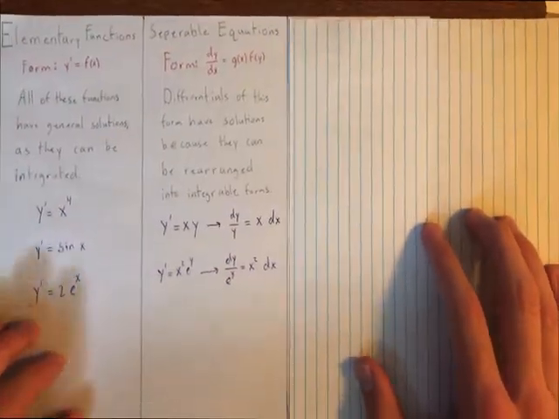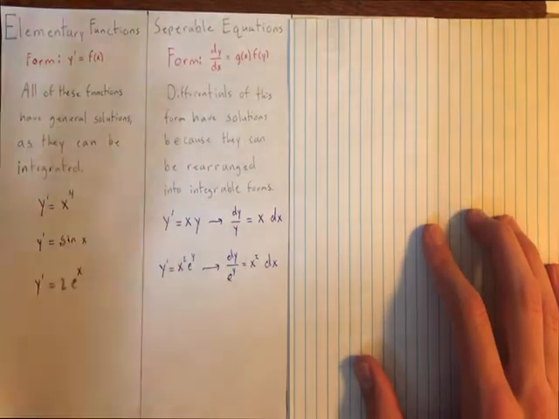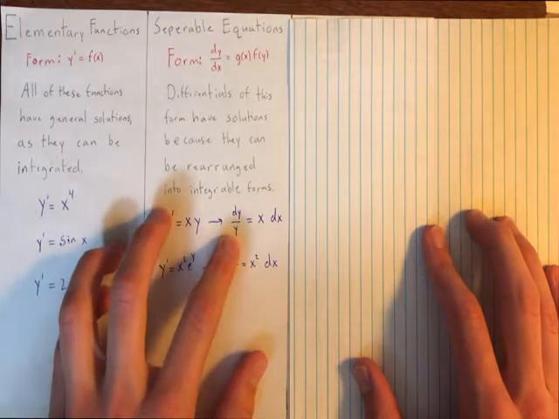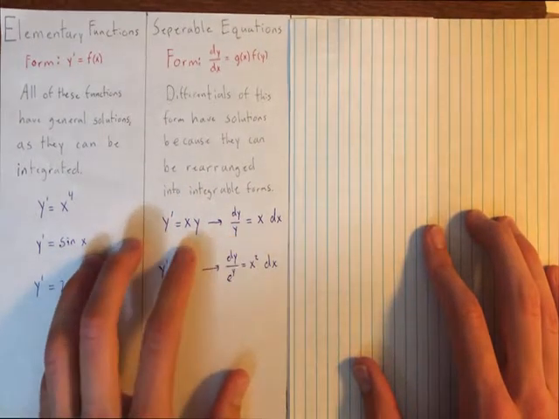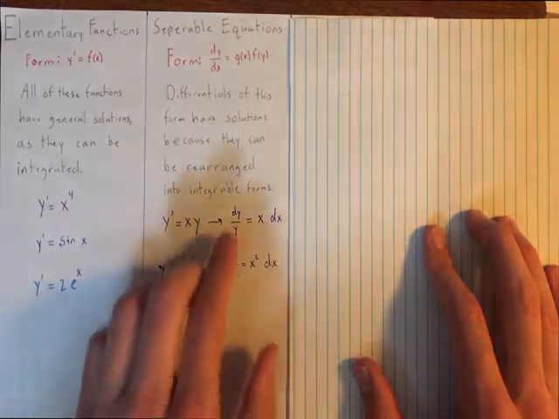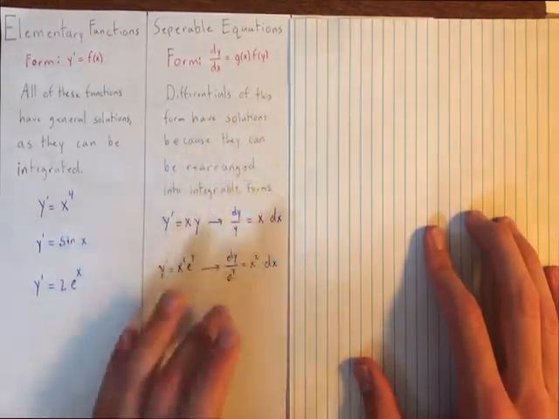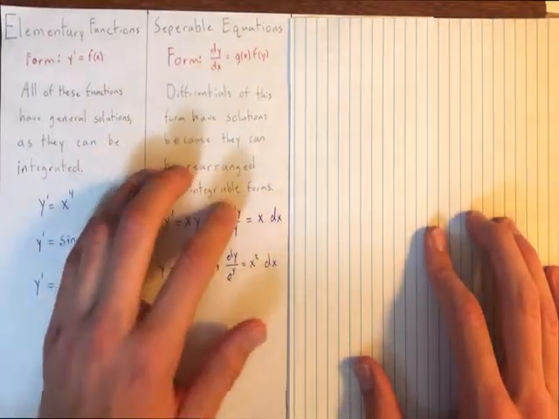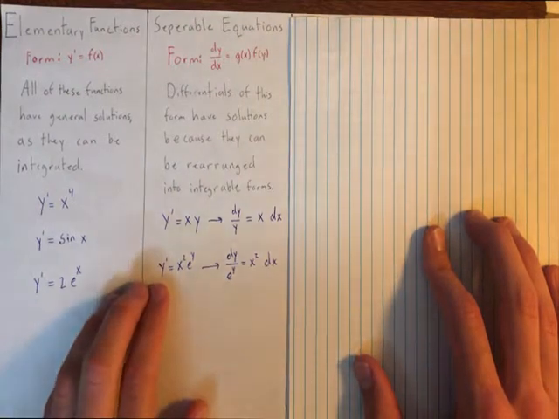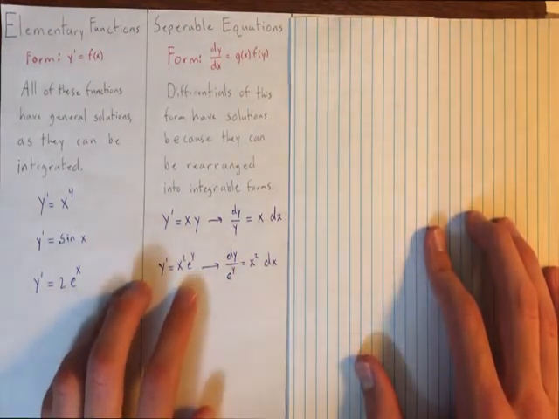So, quick example, y prime equals xy. We don't know what y is in terms of x, but if we move them all to the same side, like this, dy over y, we divide by y, and we multiply by dx. So we get dy over y equals x dx. And we can integrate both sides of the equation because we only have y's on this side and x's on this side. Moving on, we have y prime equals x squared times e to the y.